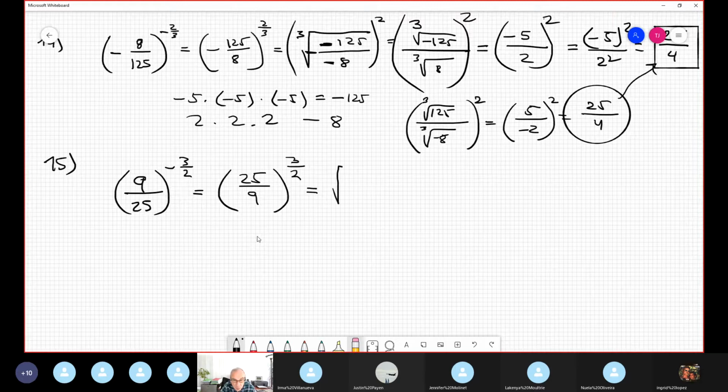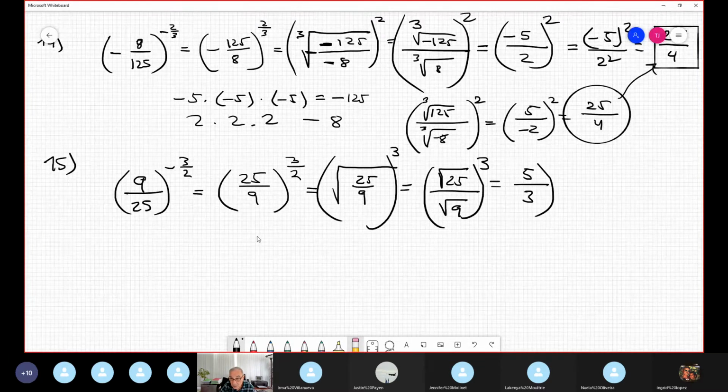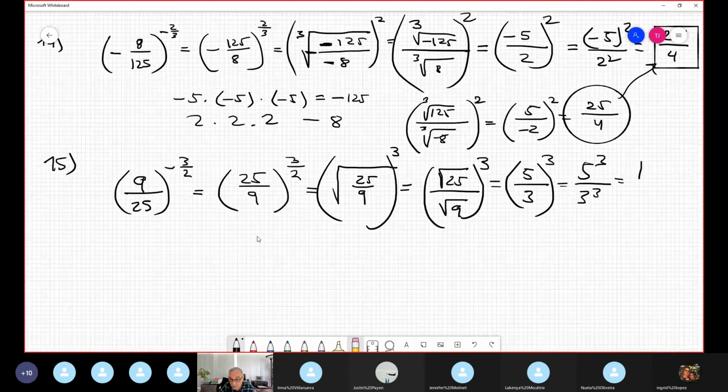In this case, it's a square root because of the 2, of 25 over 9 raised to the cubic power. You separate it: square root of 25 is 5, square root of 9 is 3, raised to the cubic power. Then 5 to the cubic power divided by 3 to the cubic power, and 5 to the cubic power is 125, and 3 to the cubic power is 27, because it's 3 times 3 times 3.